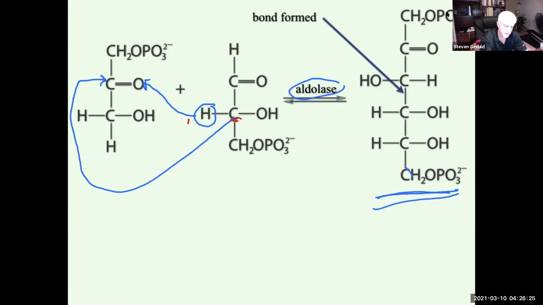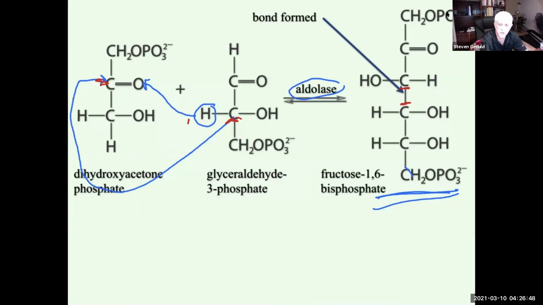So here's the bond that's formed. This is between those two, this bond right here from this carbon to this carbon. This is dihydroxyacetone phosphate, both the same thing, and then glyceraldehyde 3-phosphate. And it forms fructose 1,6-bisphosphate, and that's what you use to form glucose with. We can hydrolyze that.